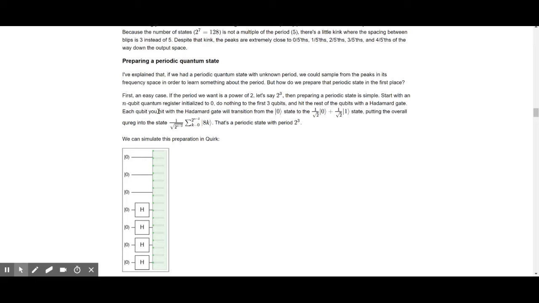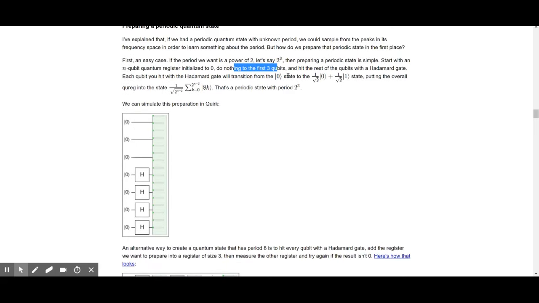First, in an easy case, if the period we want is a power of 2, let's say 2 to the power of 3, then preparing a periodic state is simple. Start with an n qubit quantum register initialized to 0, do nothing to the first 3 qubits, and hit the rest of the qubits with the Hadamard gate. Each qubit you hit with the Hadamard gate will transition from 0 to this superposition, putting the overall quantum register into the state. Bam. That is a periodic state with period 2 to the 3.